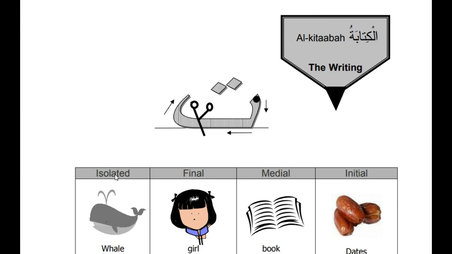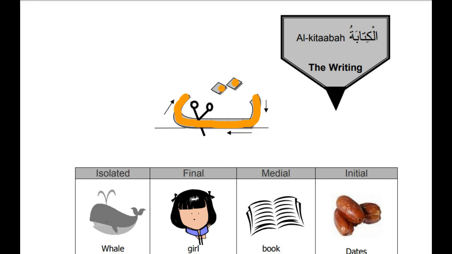Al-kitaba, the writing. The writing of ta is similar to the writing of ba. We just start from the top, and then we continue on top of the line, and then we just go up, and the last thing we do is add the two dots. Remember, always from right to left on top of the line, floating on the line. This is the line, yeah?